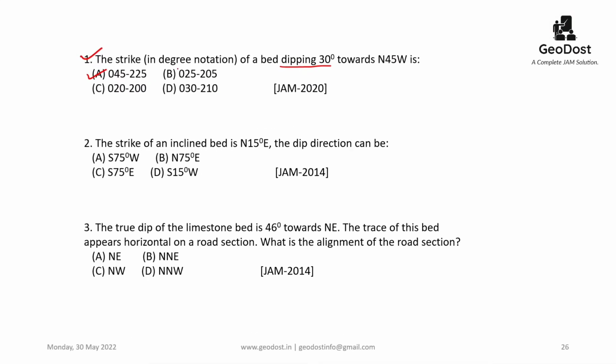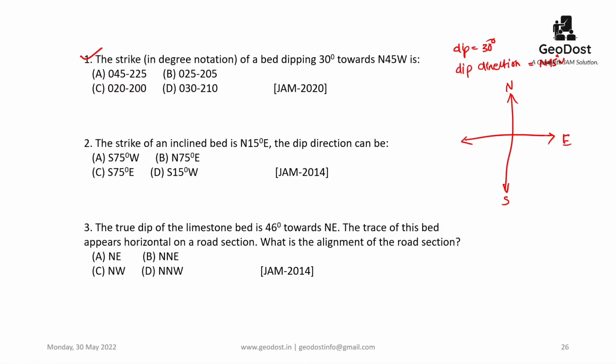It is given here, the strike of a bed, dipping 30 degrees, that means the dip is 30 degrees, and the dip is towards north 45 degrees west, that means the dip direction is north 45 degrees west. So now we have interpreted this question correctly. So this is your north. While explaining strike direction and dip direction, I went wrong there. Okay, and I'm sorry for that.